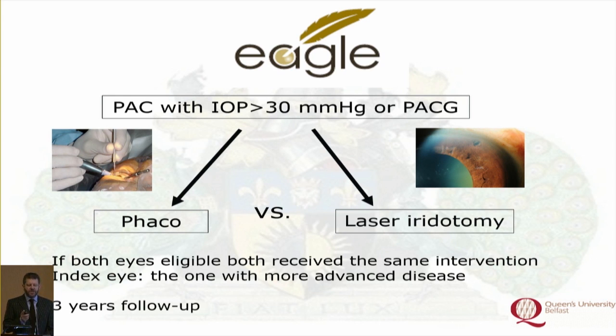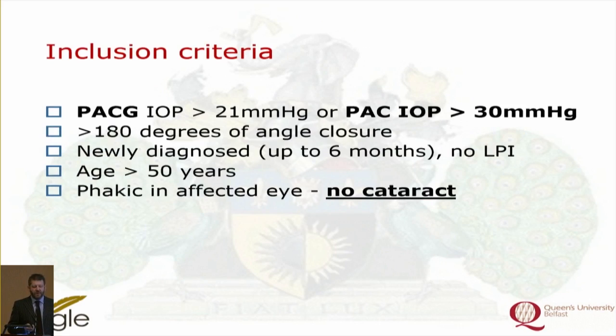So I'd like to share with you the results of the EAGLE trial, where we looked at angle closure glaucoma patients with glaucomatous optic neuropathy defined by disc or field, or primary angle closure with normal nerves but high pressure. So they were significant at-risk patients or patients who already had damage. They were randomized to clear lens extraction or laser iridotomy. So they had to have high pressure.